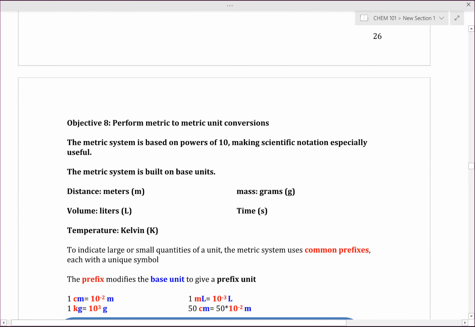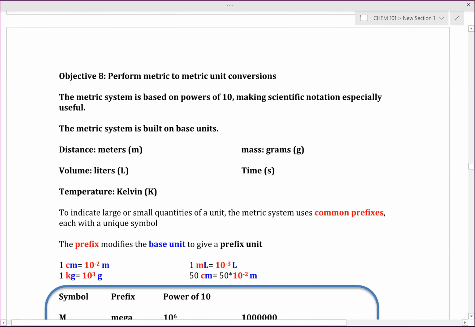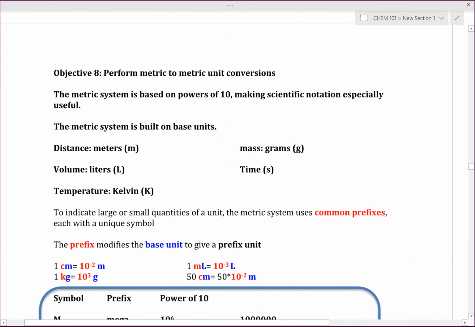Okay, so let's talk a little bit about metric to metric conversion. The metric system is really beautiful in that it is built on powers of 10. So the reason why we spent a lot of time talking about scientific notation and how to handle exponents is because metric to metric conversions are built on multiplying powers of 10. So this is why we love scientific notation, because scientific notation is built on powers of 10. You know, your 1.0 times 10 to the third. We are handling powers of 10.